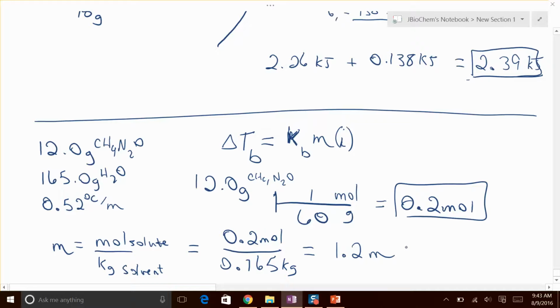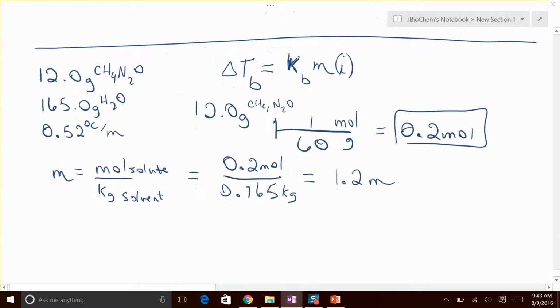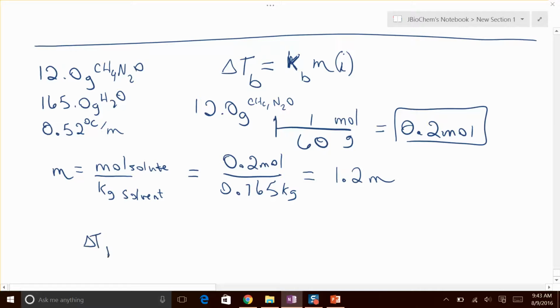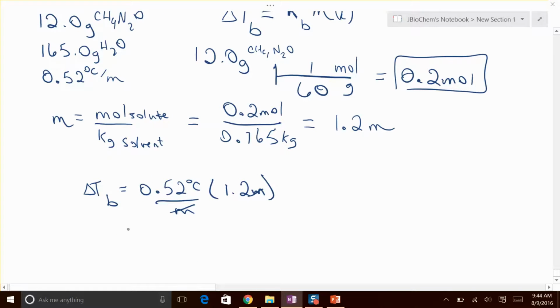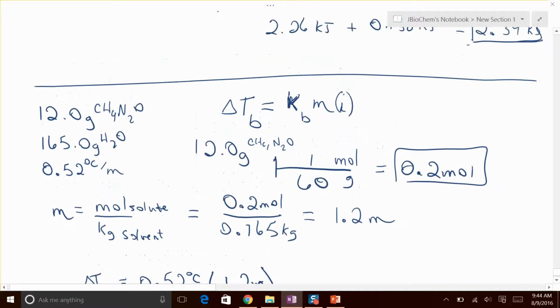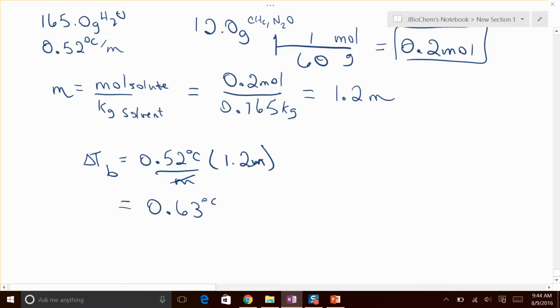Okay? Alright, so now we just have to say delta TB equals 0.52 degrees Celsius per molal times 1.2 molal. Molalities cancel. I'm left with degrees Celsius change, and my delta TB equals 0.63 degrees Celsius. So what is the new boiling temperature? Water boils at what temperature? 100.